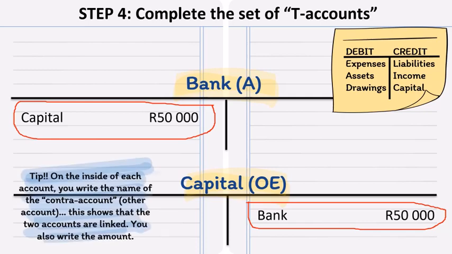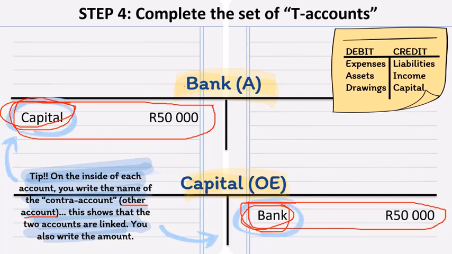Okay, so I said there to you, on the inside of each account, you write the name of the other account. You don't write bank in bank. You write here that for this transaction, bank is affected, yes, but the account that goes with bank is capital. And then in capital, you say the account that goes with capital is bank. And by doing that, it links the two with each other. Okay, let's look at the next example.